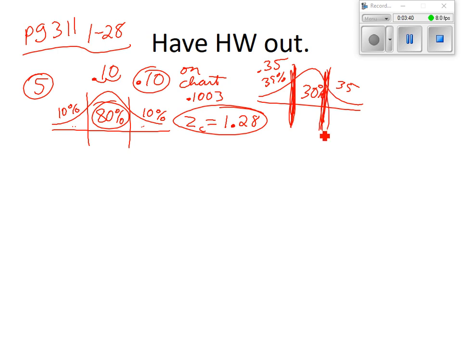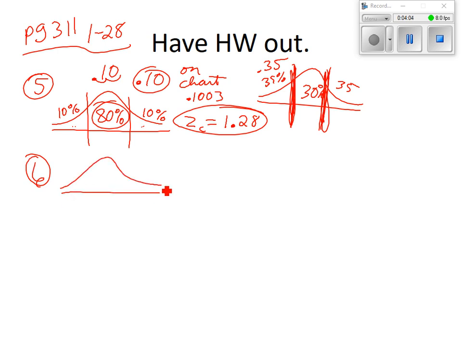The next one, number 6, isn't on the little chart, so we have to use the other chart backwards. Number 6 says 0.85. None of the rest of the 3 are on the little chart. The 6, 7, and 8 weren't.